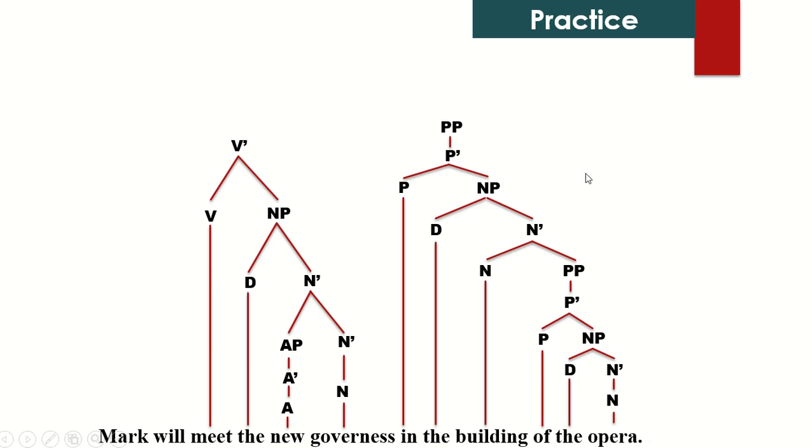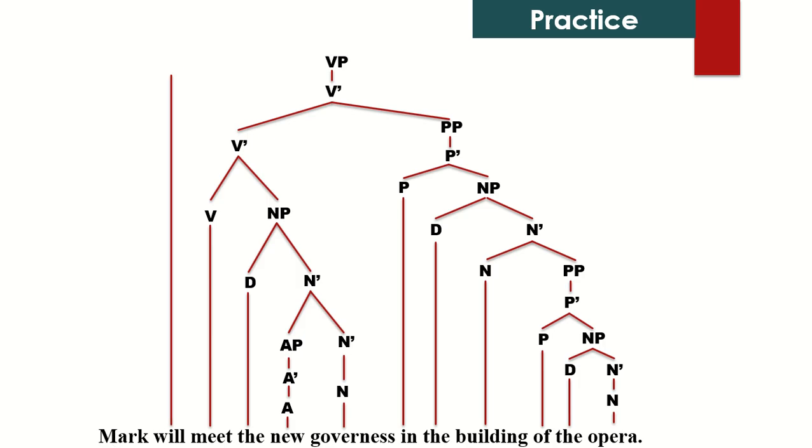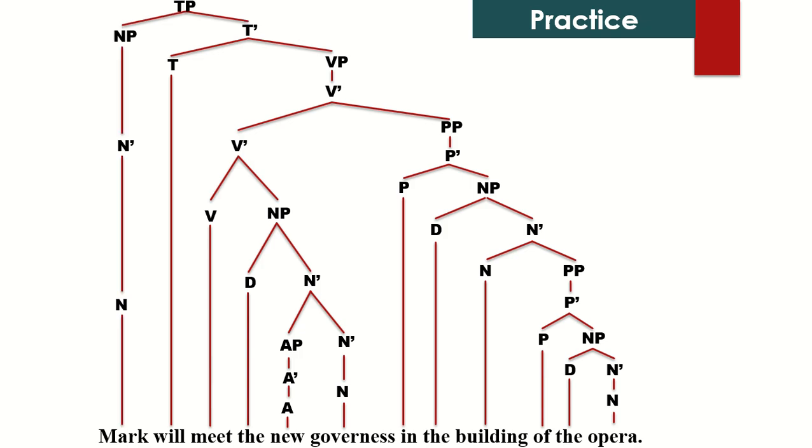We said that in the building of the opera is an adjunct, so sister to a bar level and a daughter of another bar level. And then we finish with the VP. The tense here is will, the modal, T, VP, T bar. Finally, the subject, which is a specifier, represents the 3 levels, N, N bar, NP, NP, T bar. We have our sentence, TP.